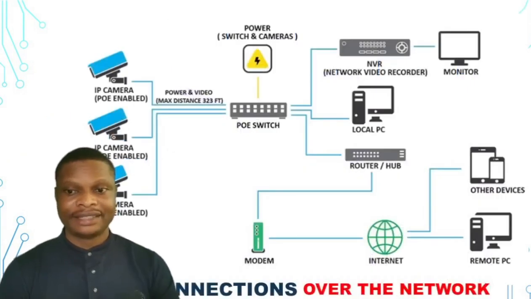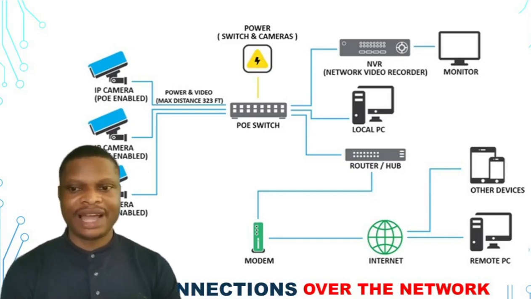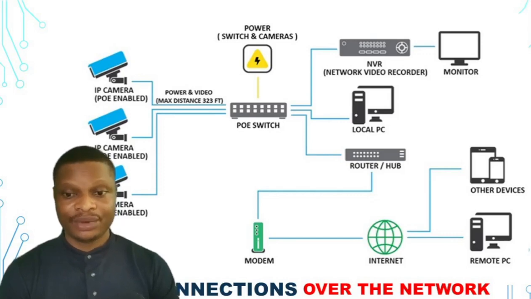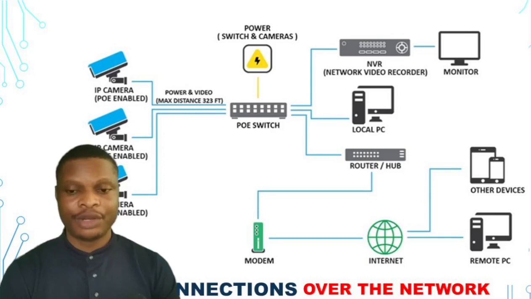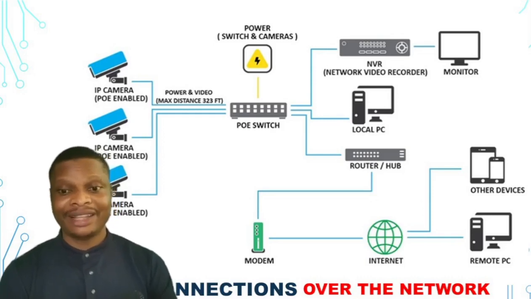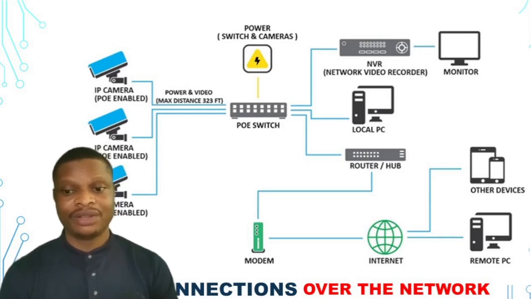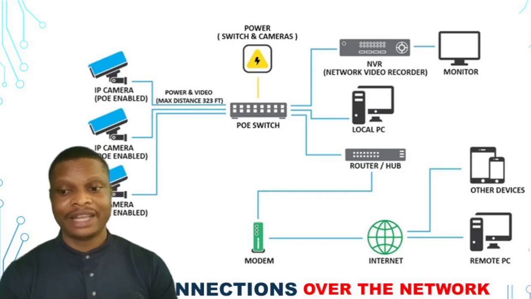Look at the connections. This is the one over the internet, which you don't need to connect directly to your recorder. You connect to the network. NVR recorder is connected to the network. All will be connected to the network. Then you have countless number of cameras you want, very and highly scalable.